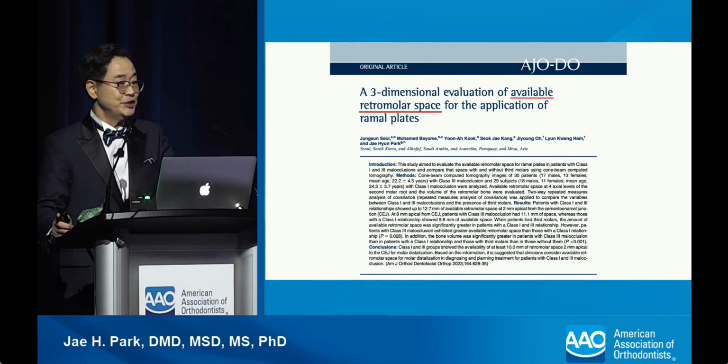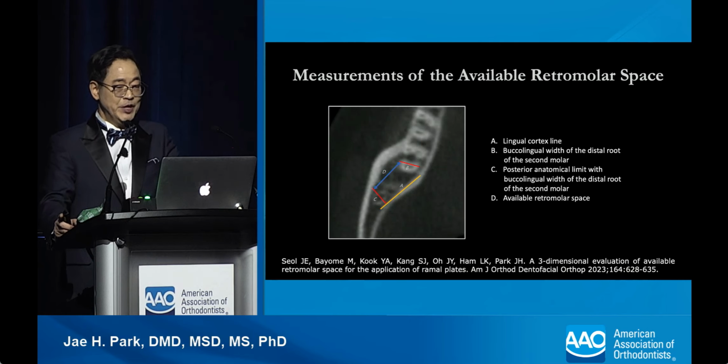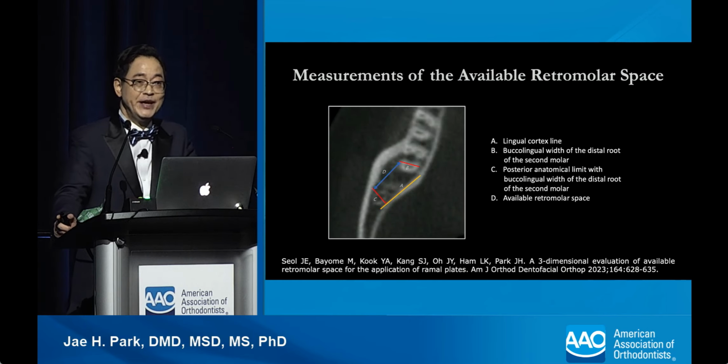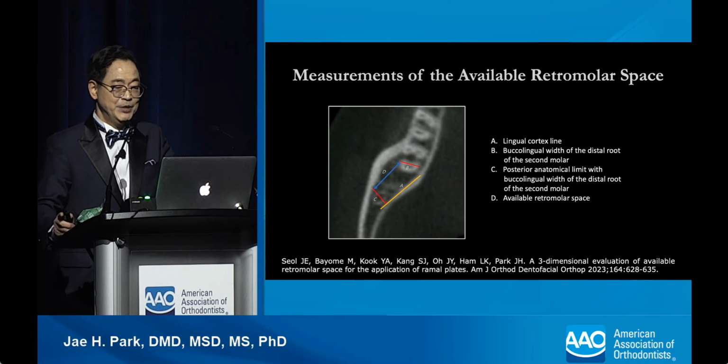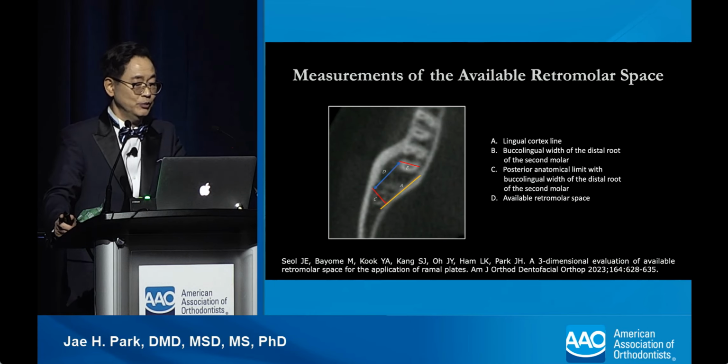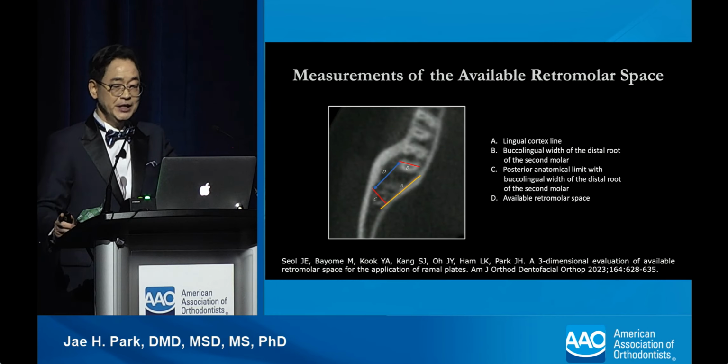We recently published this article in the AJODO. Measurements of the available retromolar space in the CBCT. A is the lingual cortex line, B is the buccolingual width of the distal root of lower 7, C is the posterior anatomical limit, D is the available retromolar space.